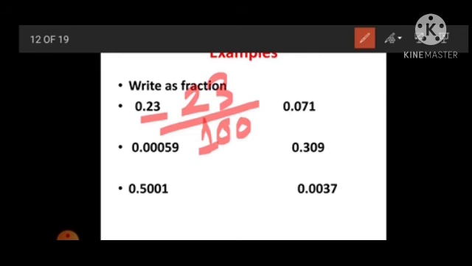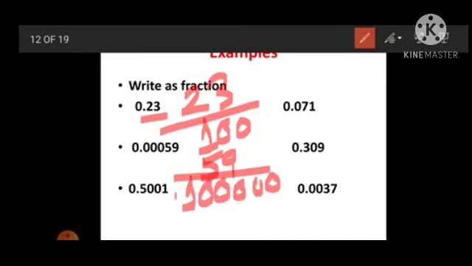0.00059. How many digits? 5 digits. So 59 by 10th, 100th, 1000, 10,000 and 1 lakh. So our denominator is 1 lakh because the last place is the lakh place. So in the denominator we write 1 lakh.